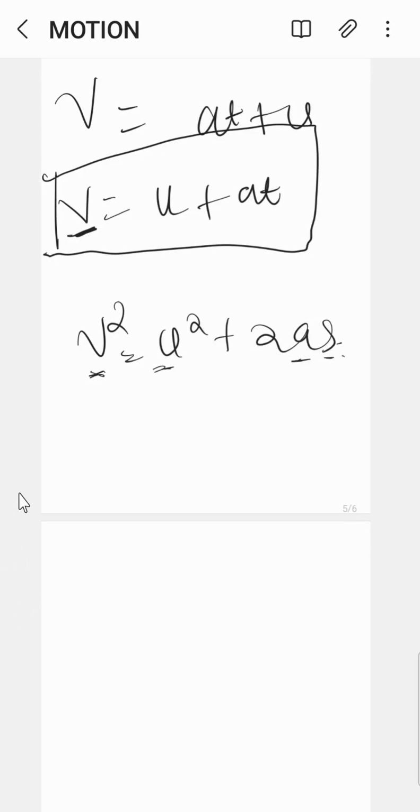So we'll say v is equal to u plus at. All right, so v squared is equal to u squared plus. In this equation we have acceleration, we have initial velocity, and we have final velocity.